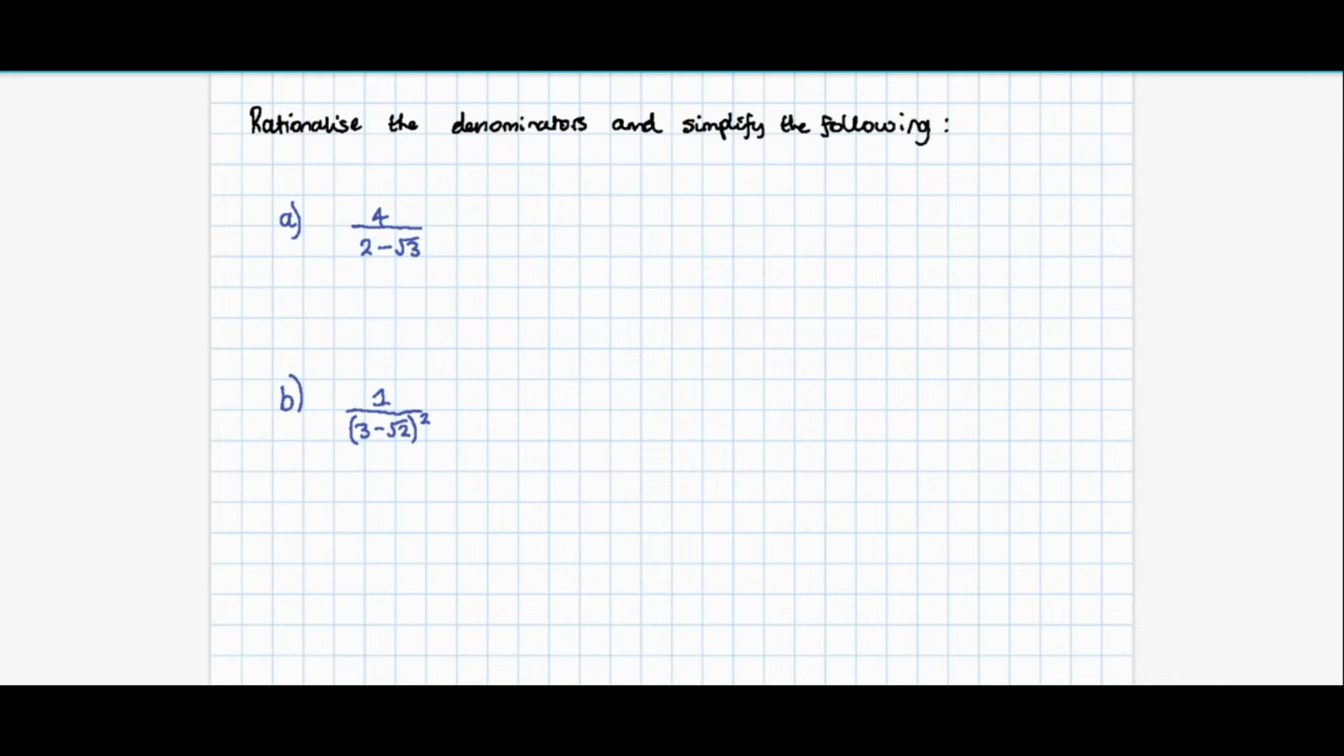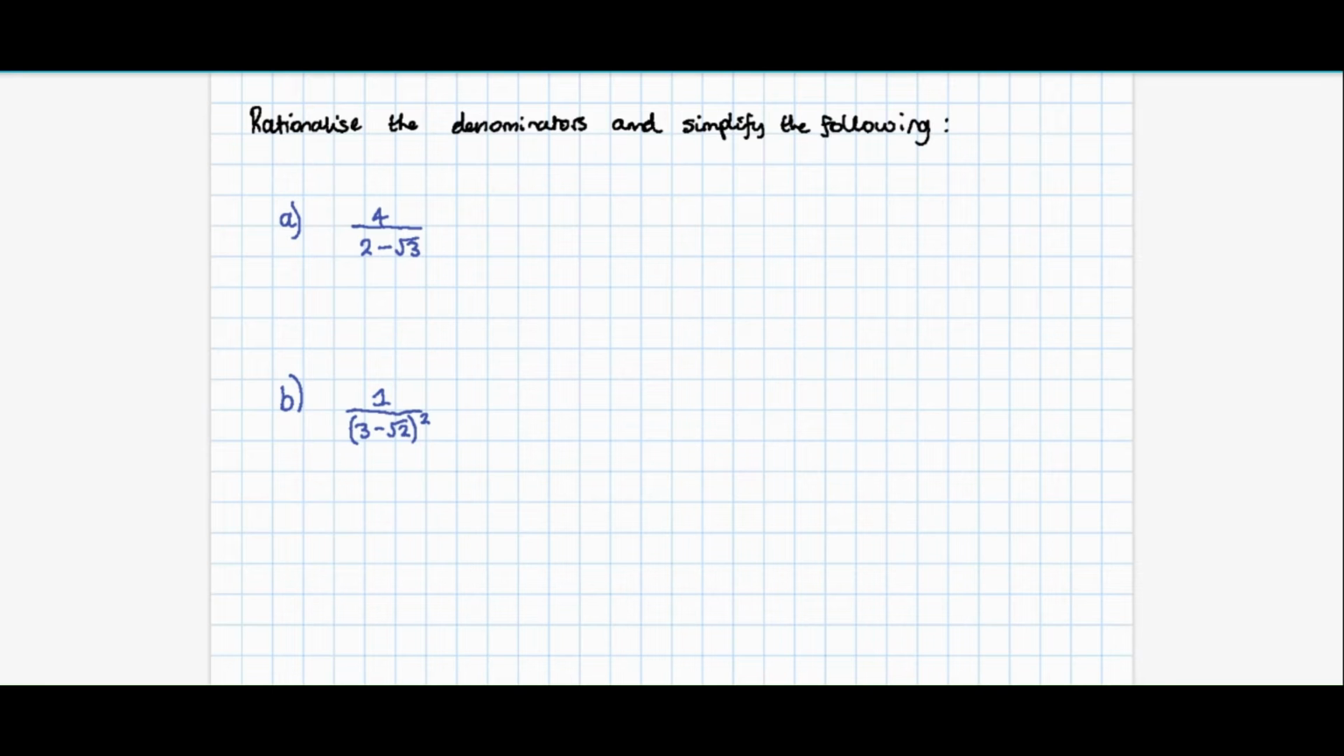Right, so for this next one here, we're going to be looking at rationalising the denominators and simplifying the following. So for question A, we've got 4 over 2 minus root 3. The way we want to rationalise this denominator, we want to get rid of this minus root 3 on the bottom. So basically, if there's going to be a root 3 on the bottom, the denominator is not rationalised.